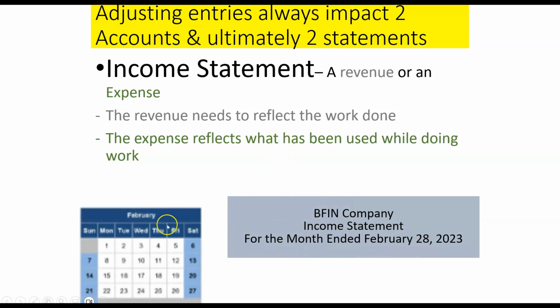So, if we're looking at doing adjusting entries for the month of February, we're going to look back over this month, make sure that we've captured all the revenues that we've actually earned, and that all of our expenses reflect what we've used earning those revenues.